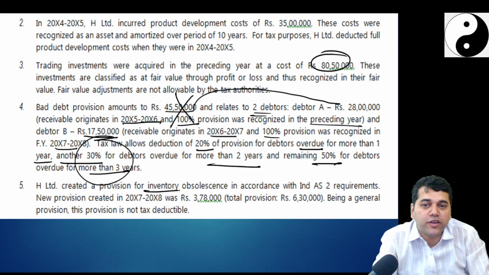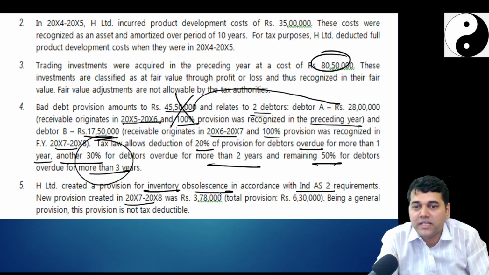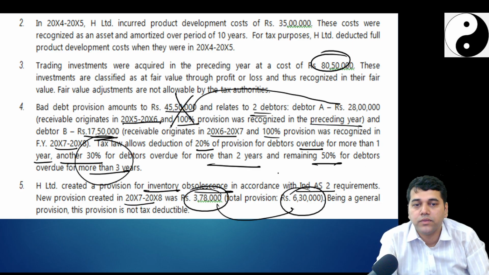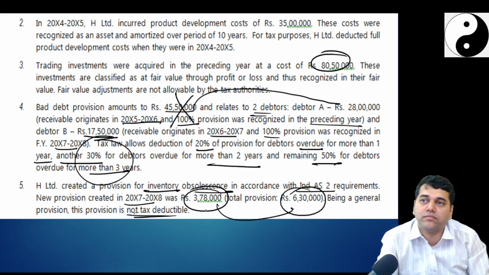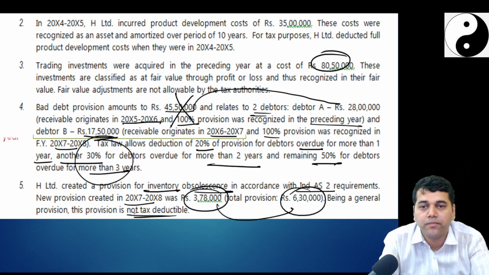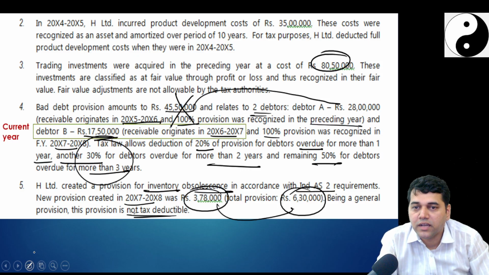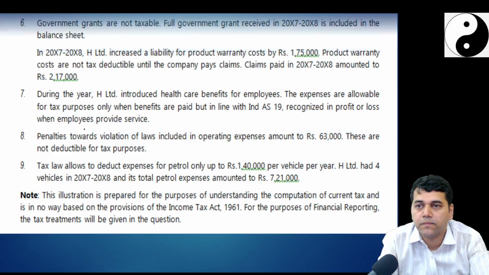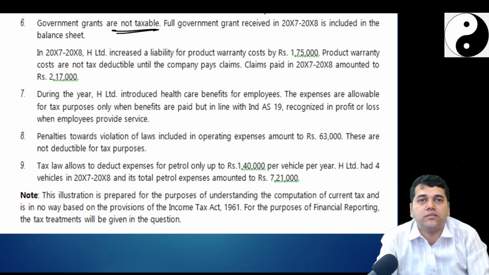Now H created a provision for inventory obsolescence as per the Ind AS 2 requirement. The new provision is created in this year only, 3,78,000, and the total provision is 6,30,000. That means the opening provision was there, you added more. Being a general provision, this is not tax deductible. Add back is going to happen. They are not going to permit this expenditure. Okay, so this has happened in the current year. Last year, 16-17, you wrote off the full 17,50,000. Now government grants are not taxable only. When you receive it, whenever you expense it, this is a permanent difference.